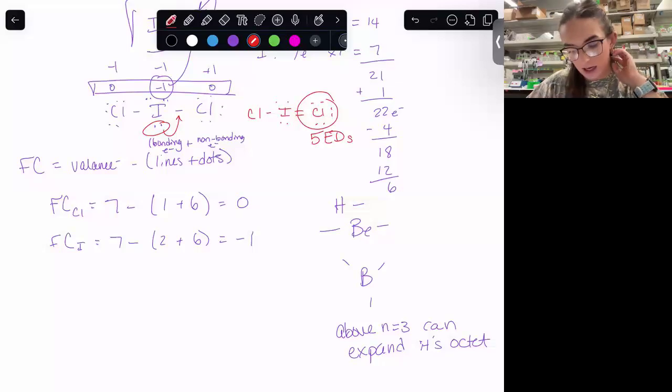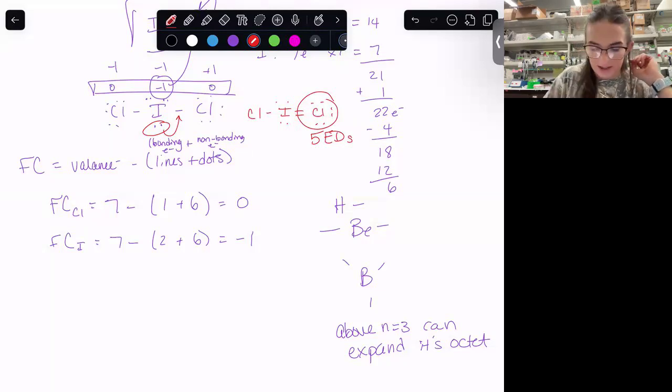Now that I'm thinking about this, chlorine can expand its octet, but we can't make 5 bonds. You don't want it to make 5 bonds, so this just looks ugly. This is ugly. Don't do this. This is the nicer one.